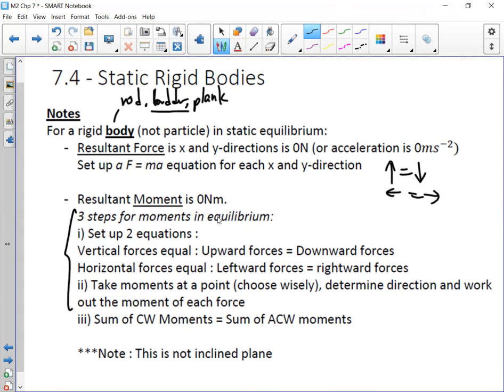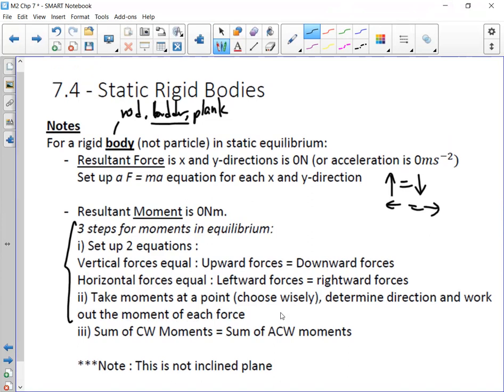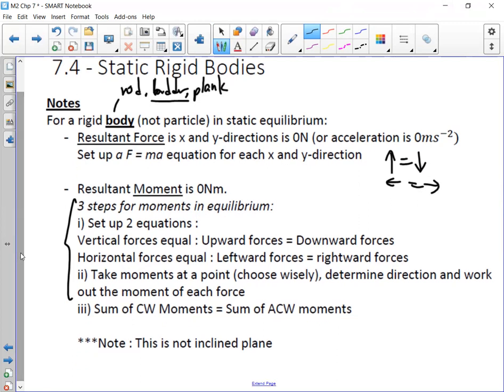Step 1, step 2: equations for vertical forces, upward force equals downward force, and horizontal forces, left equals right. Then you've got to take moments at a point, choose wisely. We talked about that in chapter 4. Determine the direction and work out the moment of each force, and then the sum of clockwise moments equals the sum of anti-clockwise moments. Unofficially, that's my definition of moments: they have their moments, right? So these are 3 steps: 1, 2, and 3.